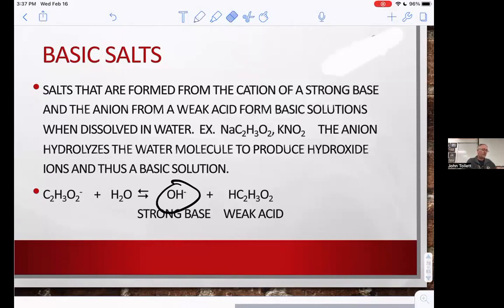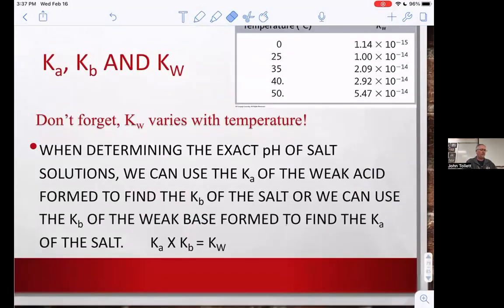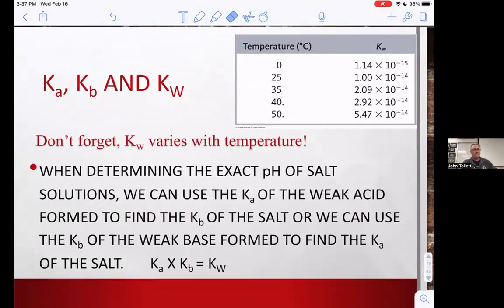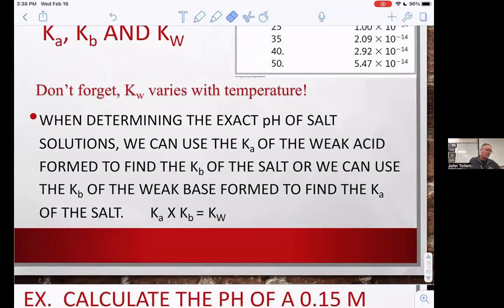We did this last year, but I know you guys have slept a few times between now and then. Anyway, Ka, Kb, and Kw, this was something I talked about earlier in the notes, but you can find what that Ka is or what the Kb is for the conjugates by setting them equal to Kw. We'll assume that most of these, if not all of these, are done at 25 degrees Celsius, so the Kw will be 1 times 10 to the minus 14.